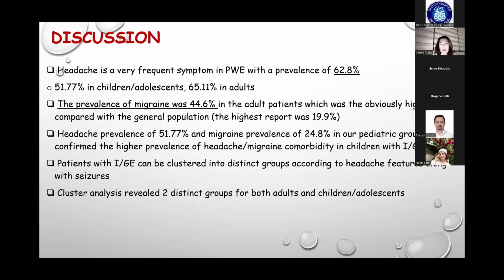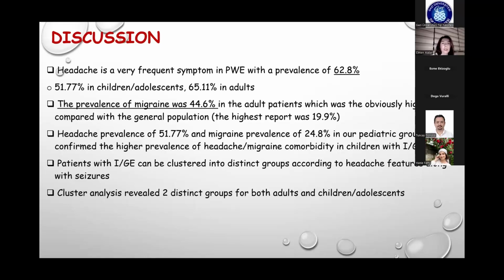If we summarize our results, we can say that headache is a very frequent symptom in people with epilepsy, with a prevalence of 62.8%. The prevalence of migraine was very high, 44.6% in the adult patients, which is obviously higher when compared to the general population. Headache prevalence of 51.77% and migraine prevalence of 24.8% in our pediatric group confirmed the higher prevalence of headache and migraine comorbidity in children with idiopathic generalized epilepsies.